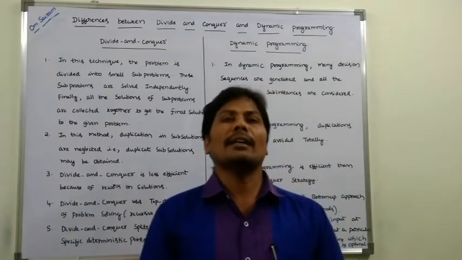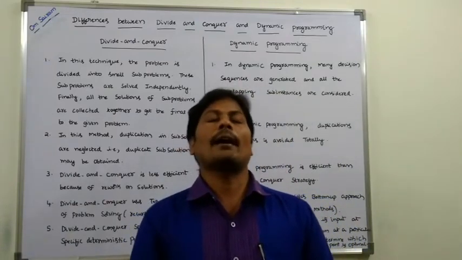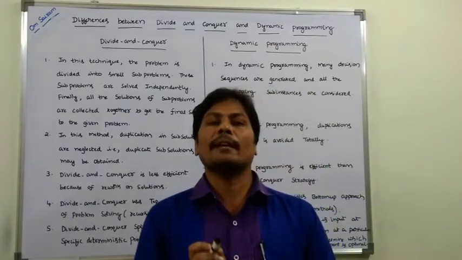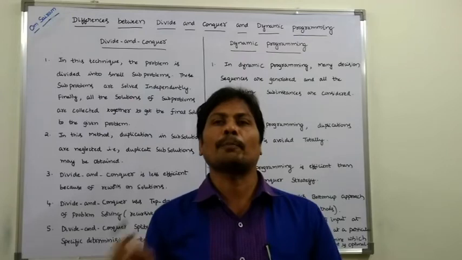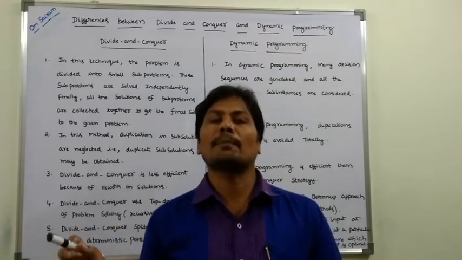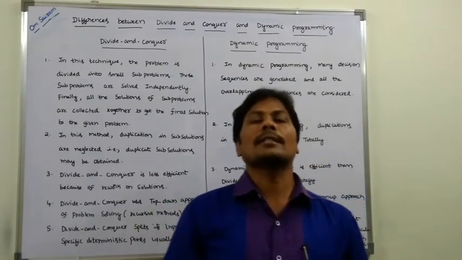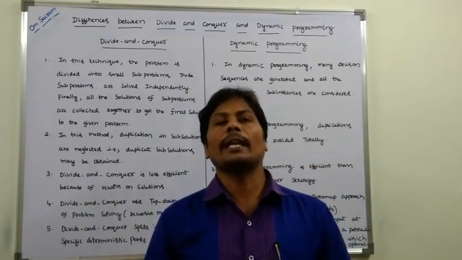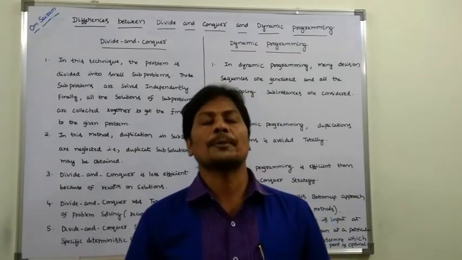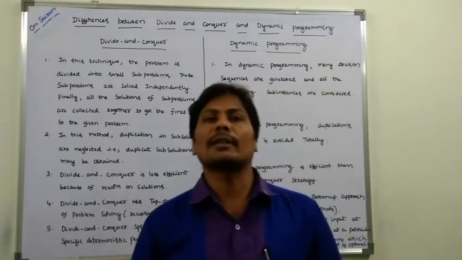Divide and conquer mainly consists of a divide phase and a conquer phase. In the divide phase, the problem is divided into smaller subproblems and each subproblem is solved independently. In the conquer phase, once the subproblems are solved independently, we combine all their solutions. Then we get the solution to the original problem.